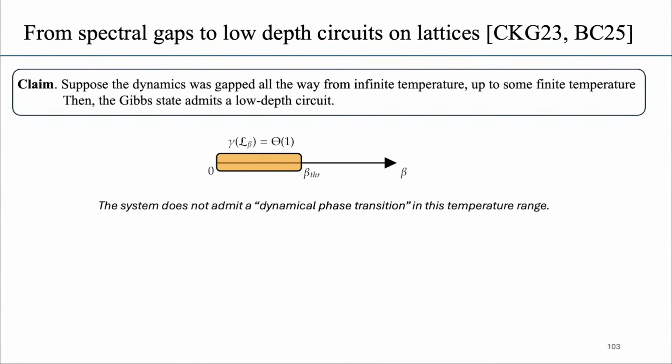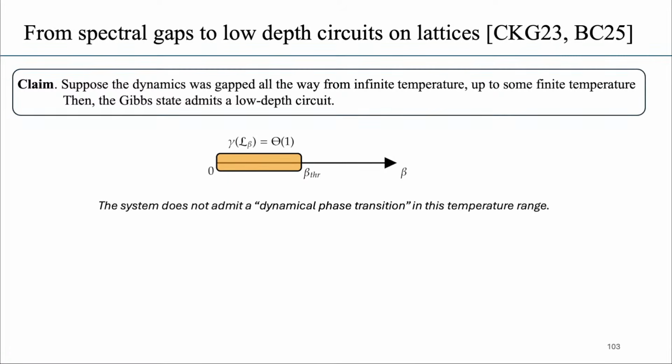And the claim is, suppose we could prove or argue that the Lindbladian dynamics for some lattice Hamiltonian was gapped all the way from infinite temperature to some fixed finite temperature beta. So the way I picture this is that the system does not admit a dynamical phase transition. So in particular, the gap is constant in this entire regime from 0 to beta. The claim is that then the Gibbs state admits a low depth circuit. So I'll try to explain how this argument works.